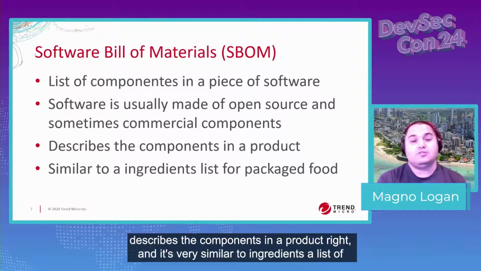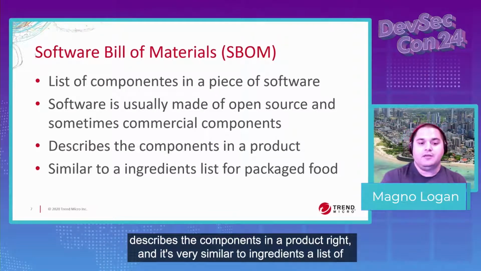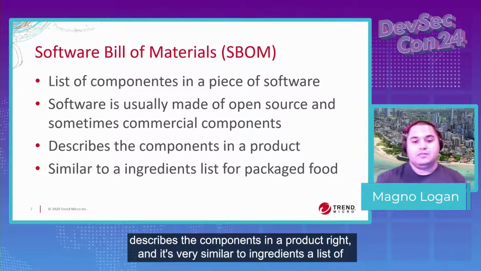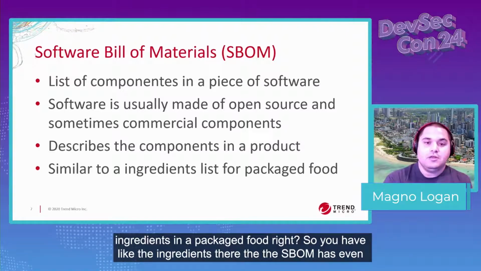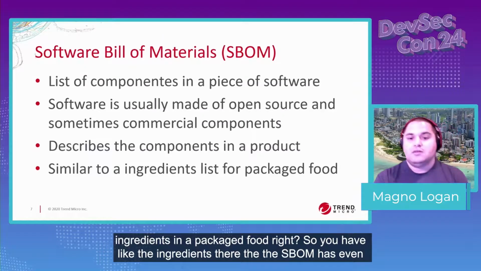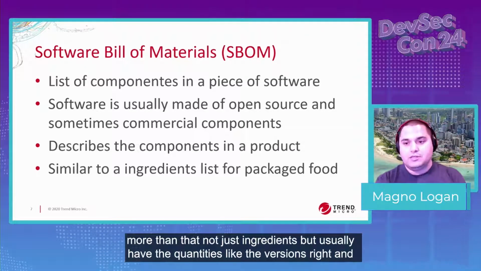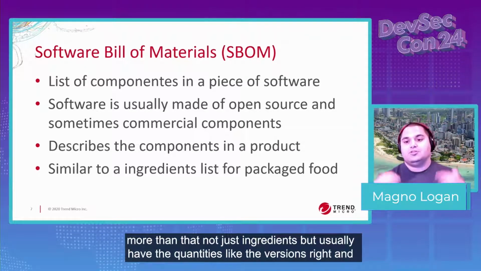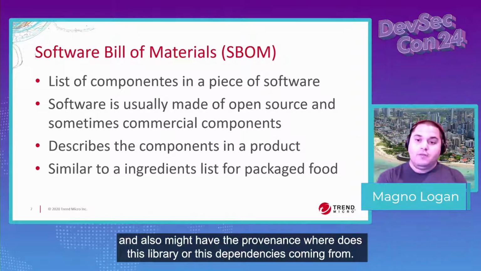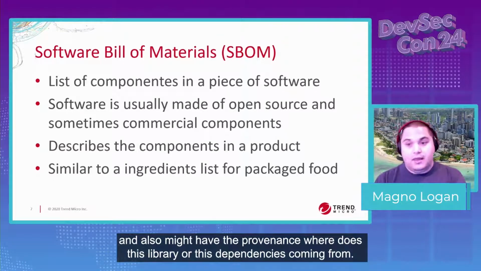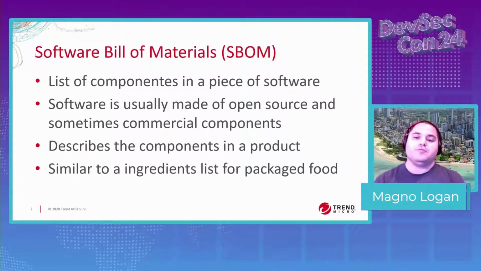So it also describes the components in a product. It's very similar to a list of ingredients in a packaged food. So you have the ingredients there. The SBOM has even more than that, not just the ingredients, but it usually has the quantities, like the versions, and might also have the provenance. Where are this library or these dependencies coming from?